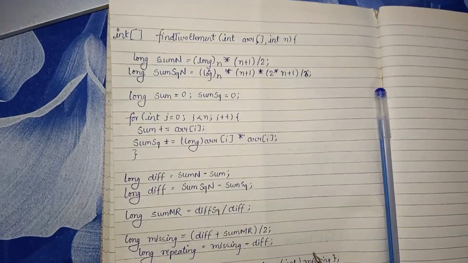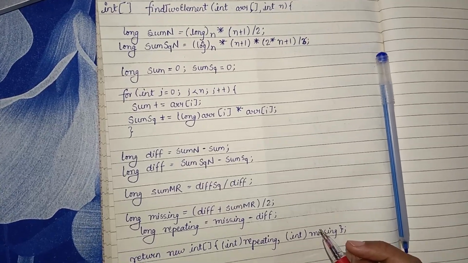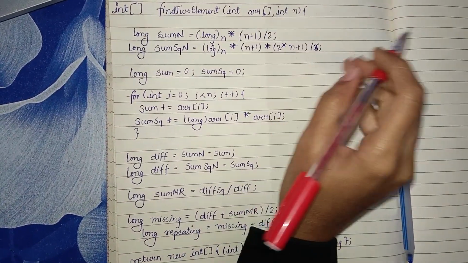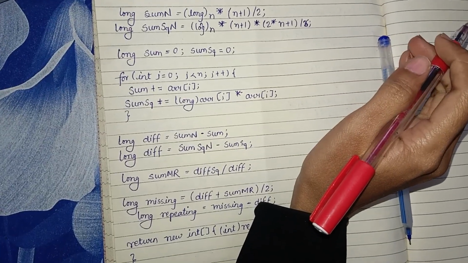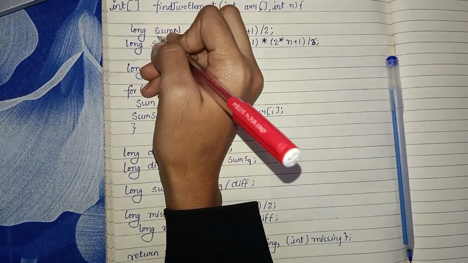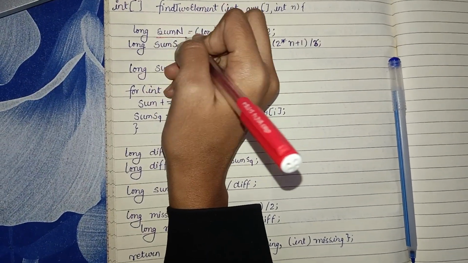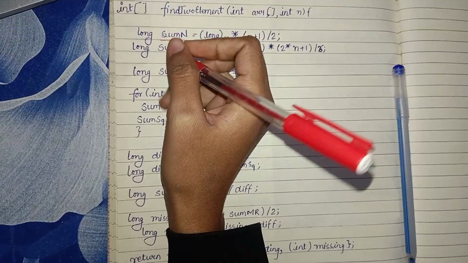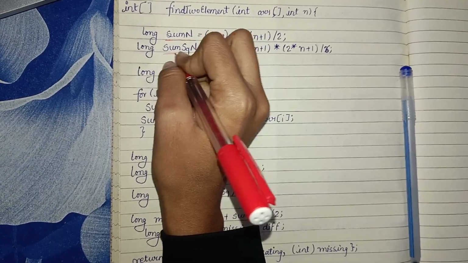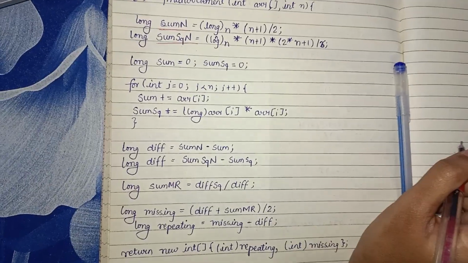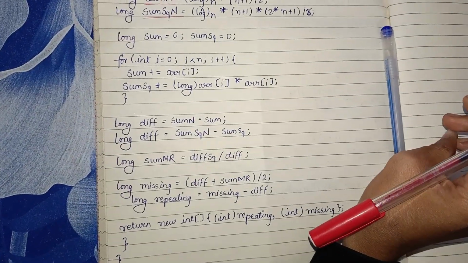This is the third approach. We calculate the expected sum of numbers from 1 to n. We calculate the expected square sum. Here we calculated the expected sum of numbers from 1 to n, and here the expected sum of squares. Now we calculate the actual sum and square sum from the array.